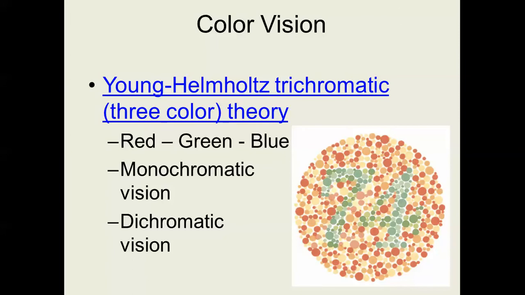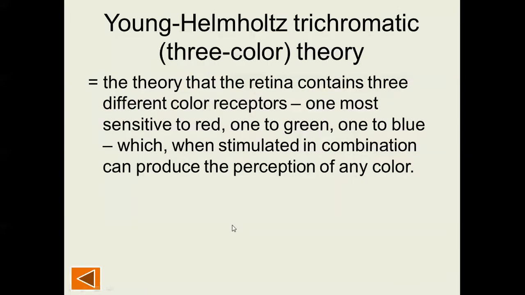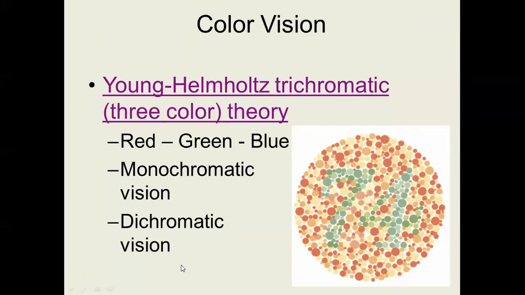The Young-Helmholtz trichromatic, or three-color theory, states that the retina has three types of color receptors, and each one is especially sensitive to red, green, or blue. So when we stimulate combinations of these cones, we see other colors actually. For example, when both red and green sensitive cones are stimulated, we see yellow.